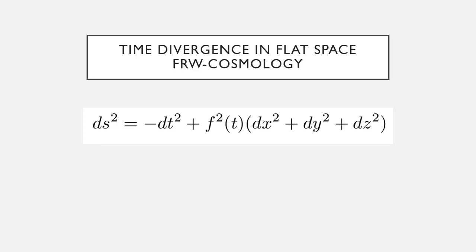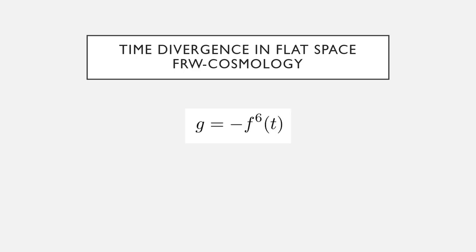Euclidean space is flat. The thing that's unique here in the Friedmann-Robertson-Walker cosmology is that we're multiplying that flat space metric by an expanding factor f squared of t. The bigger f of t gets, the more it will stretch distances between points in space.